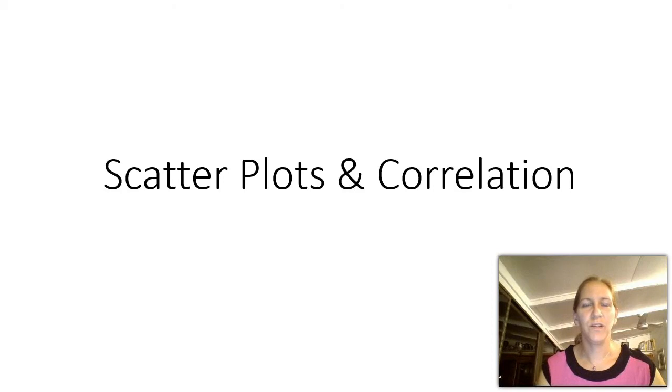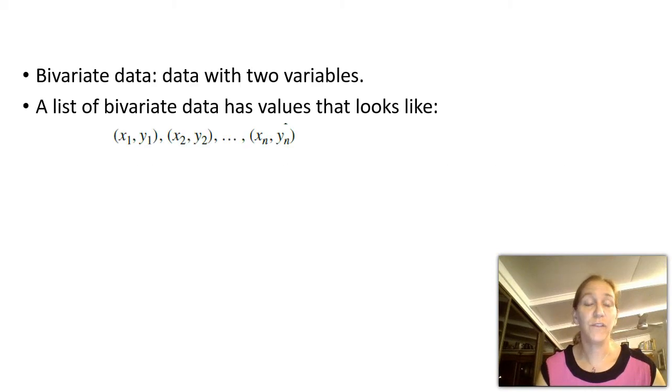In this lesson, we're going to learn about scatter plots and correlation. All right, so our first lesson, bivariate data. Bivariate data is data that has two variables in it. So a list of bivariate data will have values that look like this.